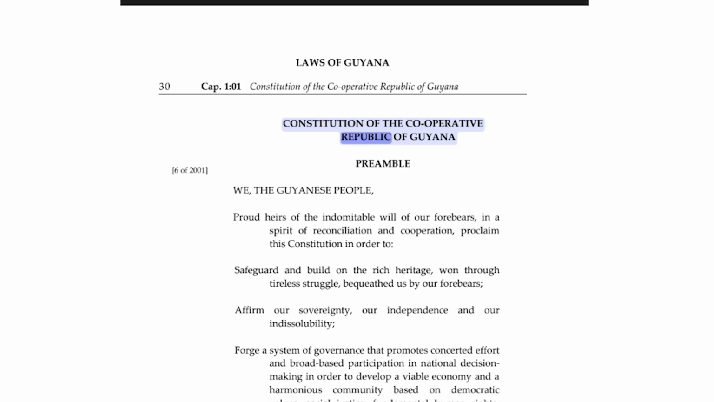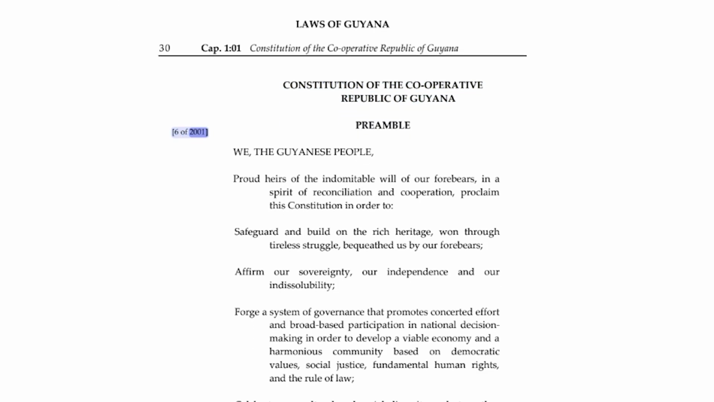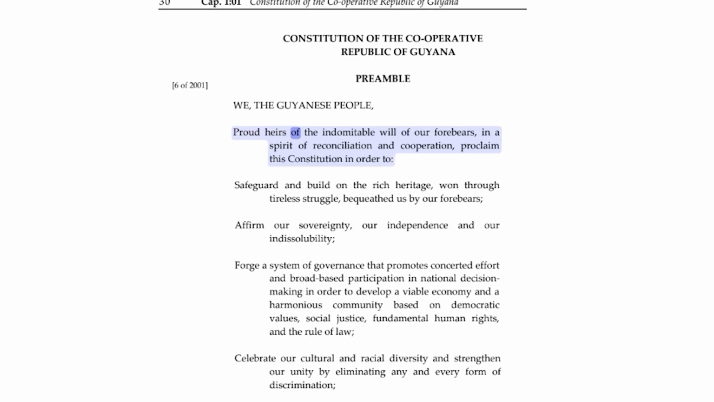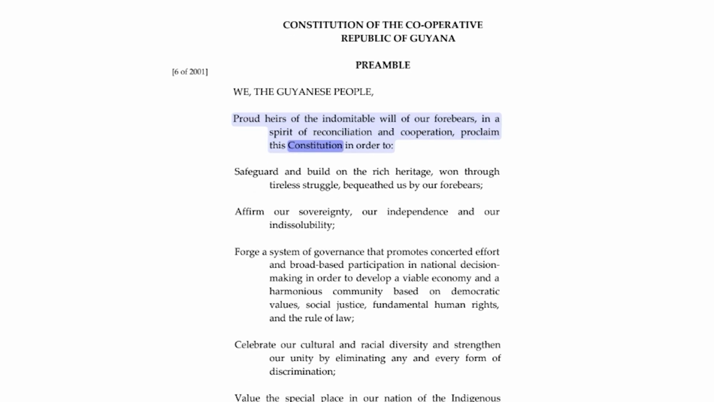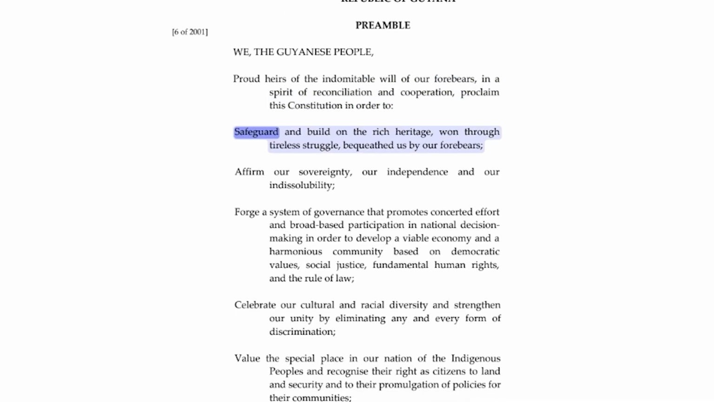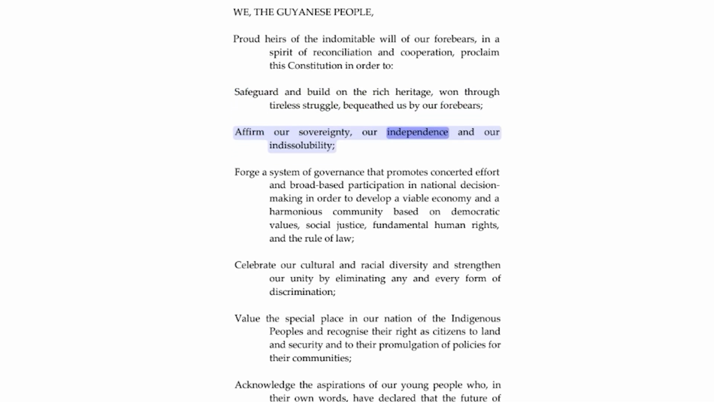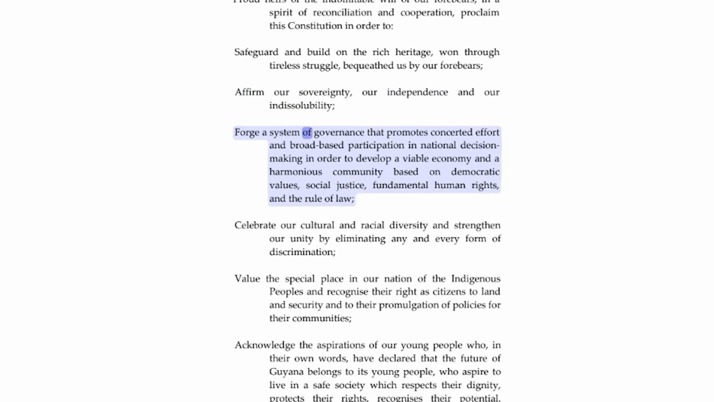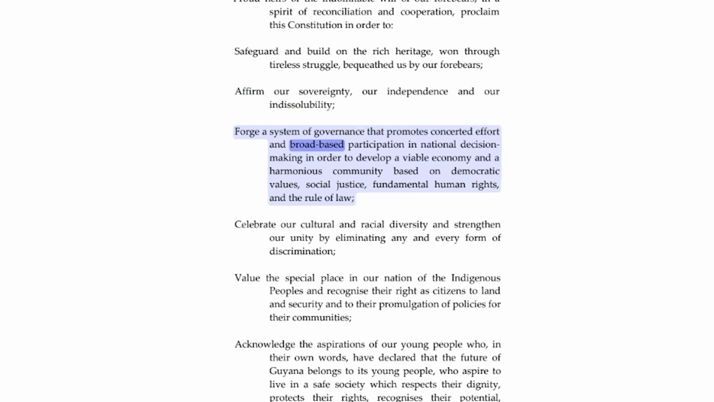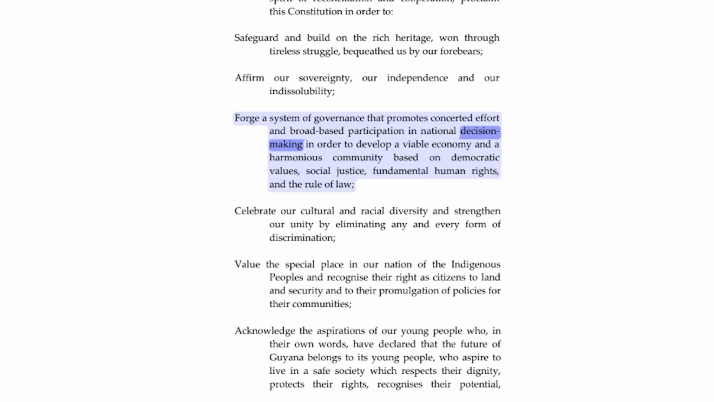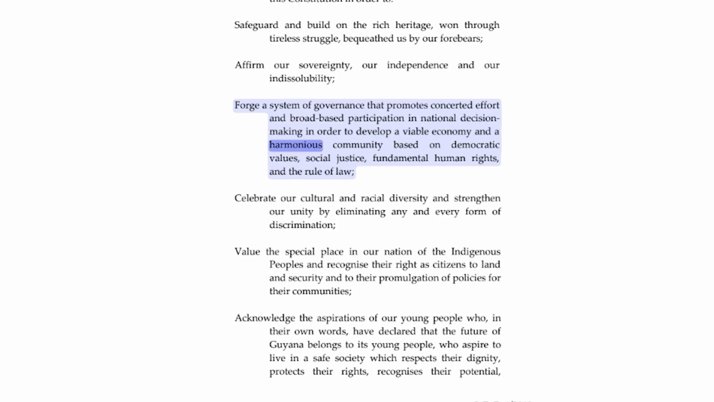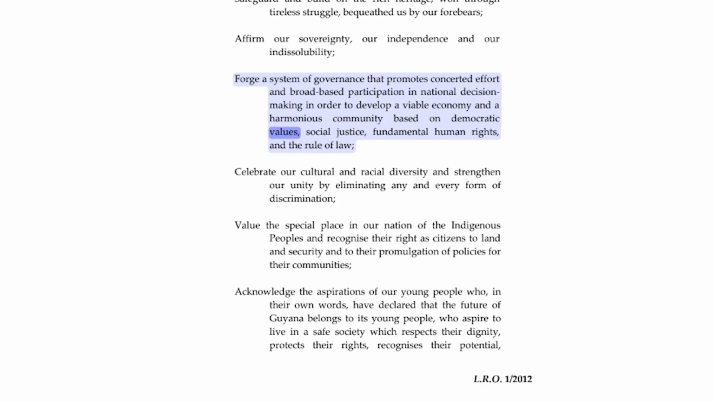Constitution of the Cooperative Republic of Guyana. Preamble, 6 of 2001. We, the Guyanese people, proud heirs of the indomitable will of our forebears, in a spirit of reconciliation and cooperation proclaim this Constitution in order to safeguard and build on the rich heritage, won through tireless struggle, bequeathed us by our forebears, affirm our sovereignty, our independence, and our indissolubility, forge a system of governance that promotes concerted effort and broad-based participation in national decision-making in order to develop a viable economy and a harmonious community based on democratic values, social justice, fundamental human rights, and the rule of law.